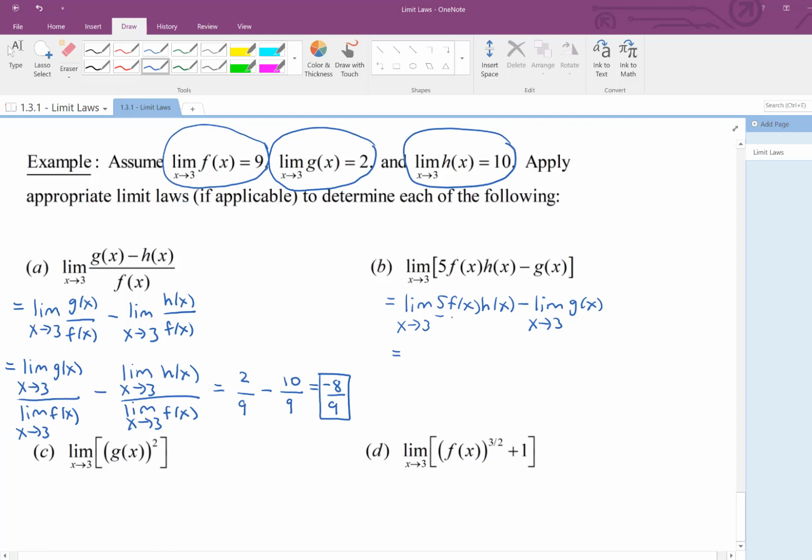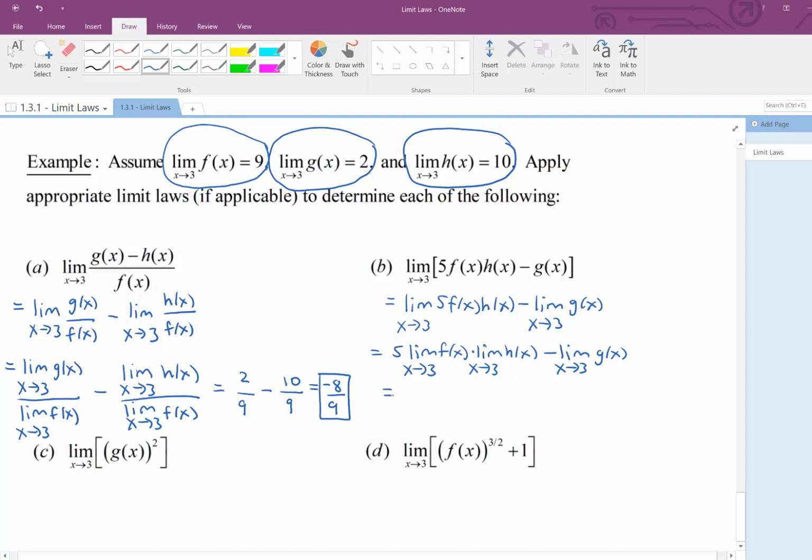But then I got a constant times product. So product and constant. So this is going to be limit x goes to 3. And then while I'm at it, why not just take out the constant 5? It's a common multiplier, a constant multiplier. 5 times limit x goes to 3 f of x times limit x goes to 3 h of x. And of course minus limit x goes to 3 g of x.